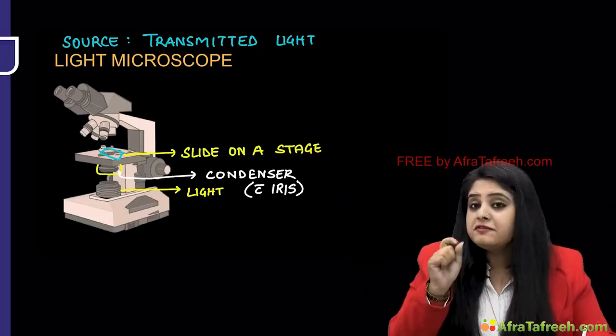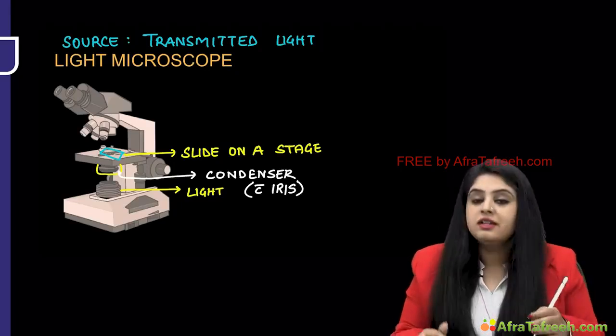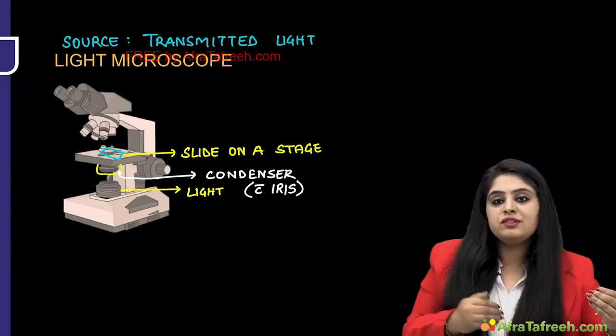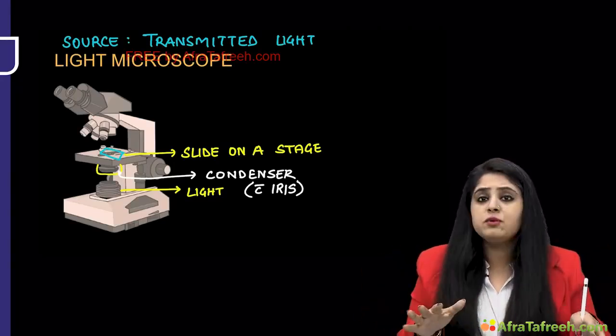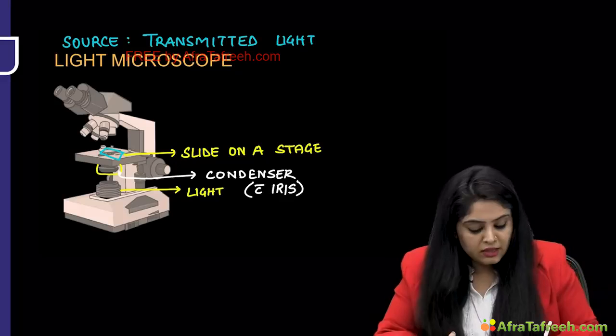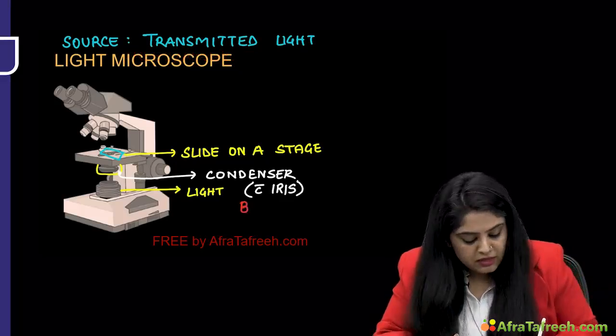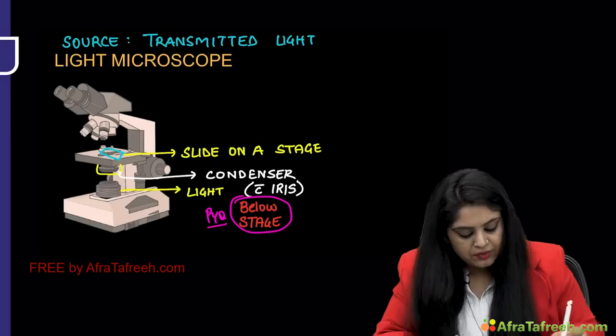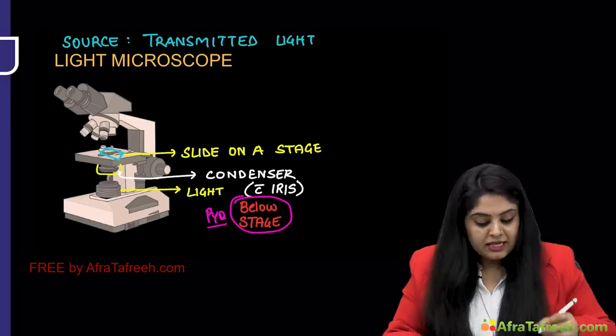Now, having said that, the most famous question that you get is: is the condenser present above the stage, below the stage, right of the stage, left of the stage? Simple. They won't give you a diagram. They'll just ask you theoretically. So where is a condenser present? Condenser is present below the stage. Very, very famous previous year question. Okay, having said that, let's move forward.